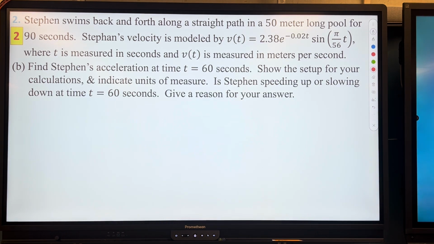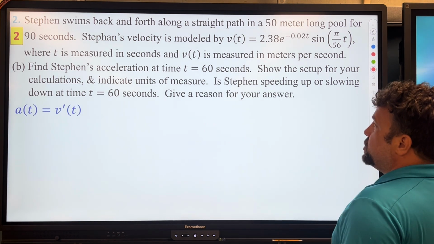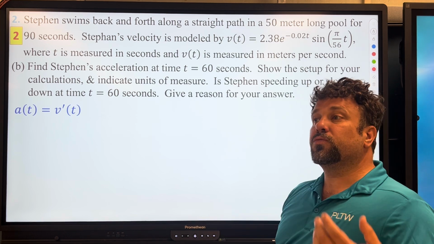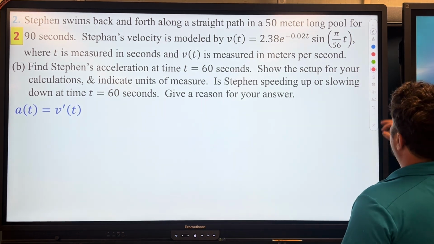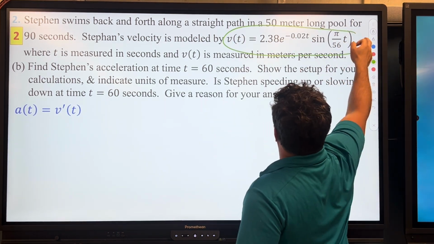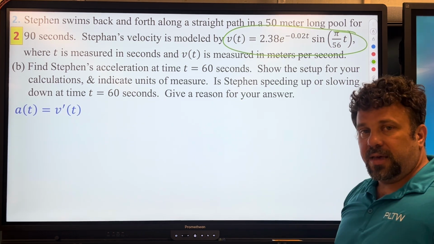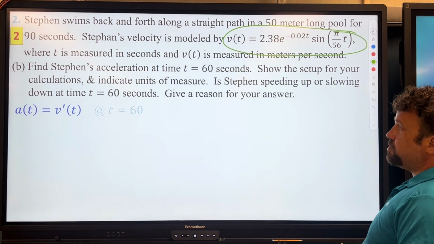All right, 2B. Find Steven's acceleration at t equals 60 seconds. Show the setup for your calculations, indicate the unit of measure, and state if Stephen is speeding up or slowing down at time t equals 60 seconds. So this problem right here is a velocity to acceleration problem. And what you should know is acceleration is the derivative of velocity. So if we take this velocity equation and we derive it, we get the acceleration.